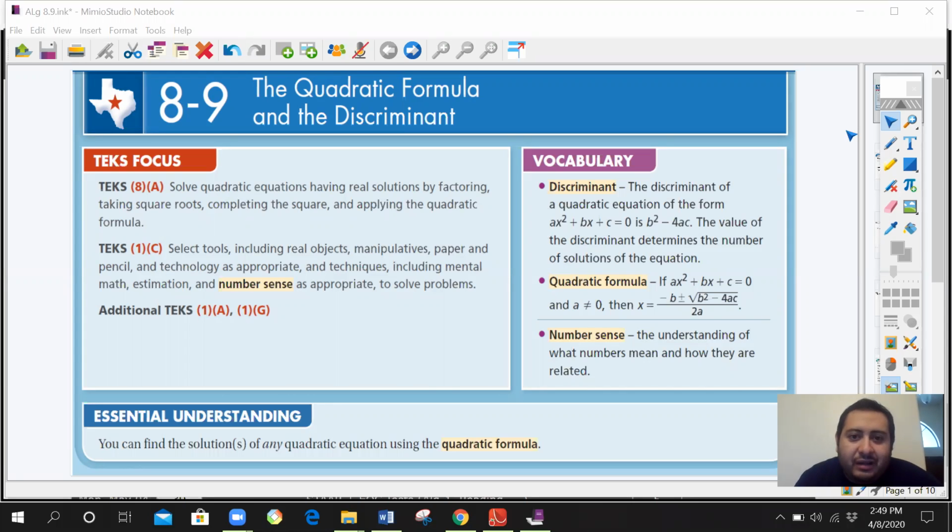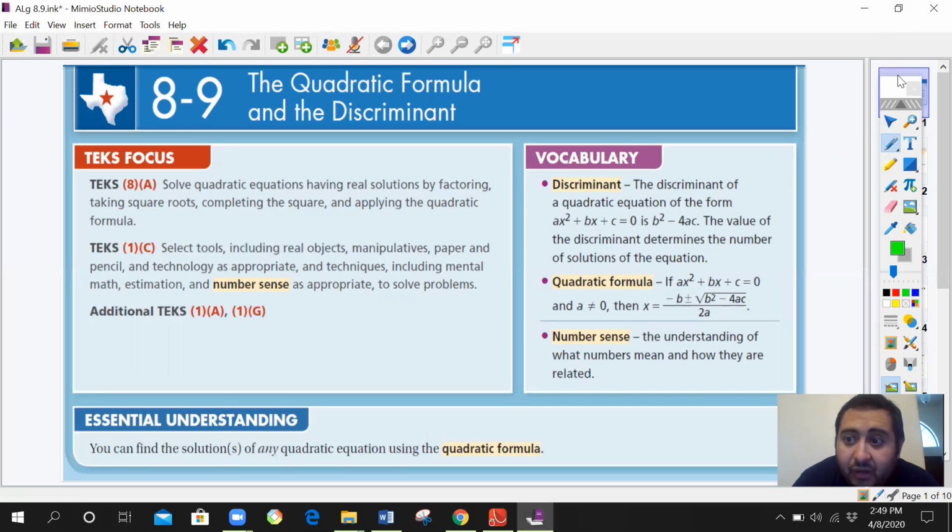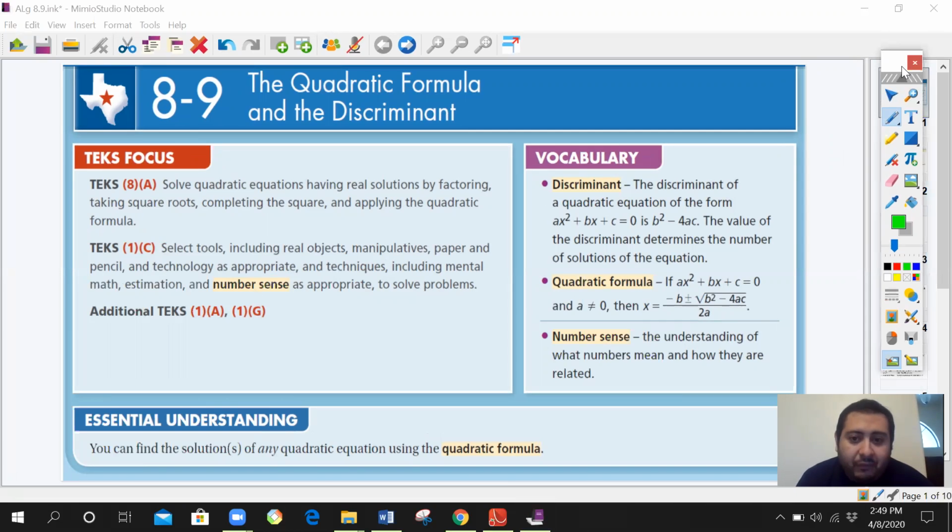Today's lesson is 8.9, the quadratic formula and discriminant. Now, a long time ago, during class time, I mentioned the discriminant. And yes, this is the part where we're going to be working on the discriminant section, okay? Today's vocabulary words: discriminant, quadratic formula, number sense. Go ahead and pause it and read over the vocabulary words so you can have an understanding of what's going to happen during this lesson. Okay, so let's see the main focus of this lesson.